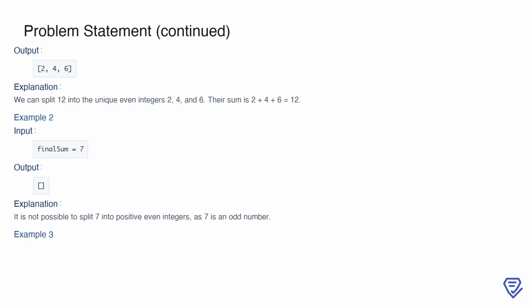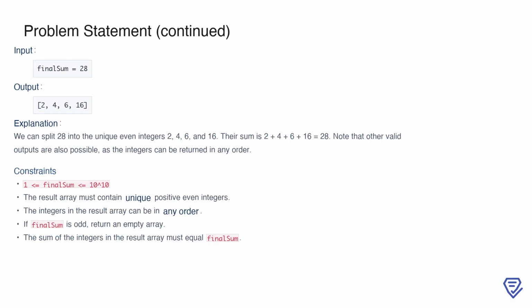This highlights a key condition of the problem: if final sum is odd, it is not possible to generate a valid result. Another example is when final sum is 28. Here, one possible output is 2, 4, 6, 16. These integers are all unique, positive, and even. When we sum them, 2 plus 4 plus 6 plus 16 equals 28, which satisfies the condition.